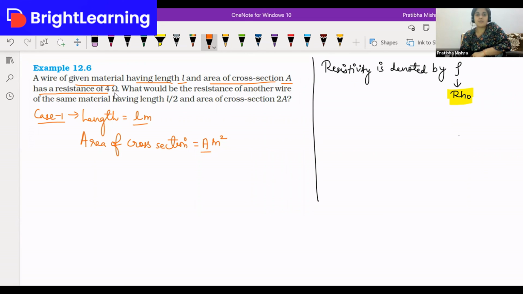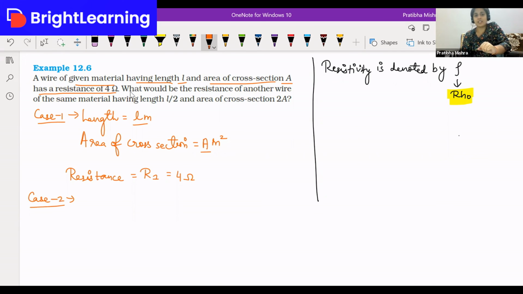What's the resistance? 4 ohms, right? So this is my resistance. I will take this as R1 because I have to find out the resistance again. So it is 4 ohms. Done.